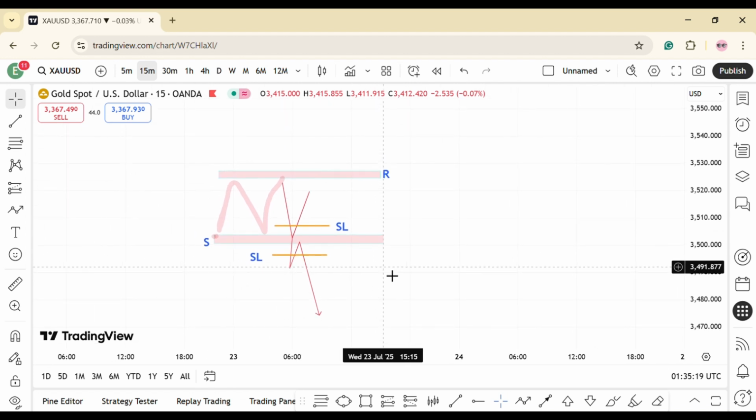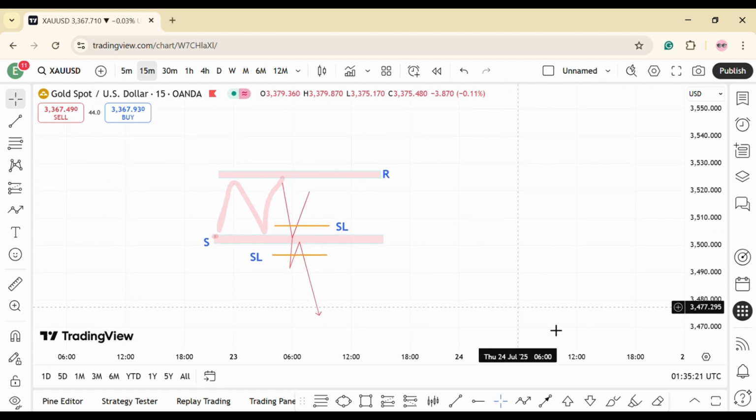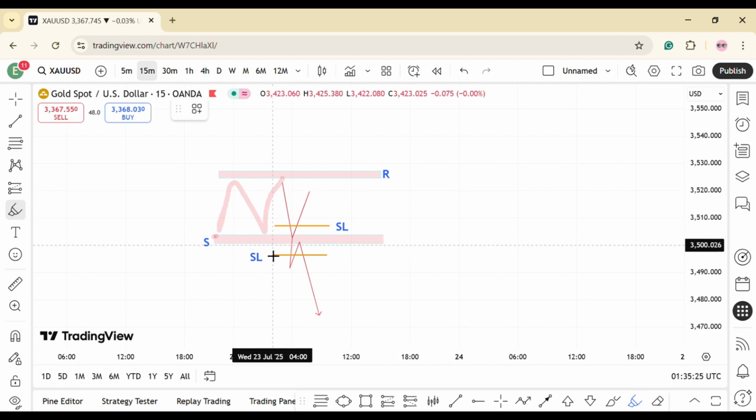Let me put it at the middle so I see clearly. So this is what market will do. Market already knows, because in this area there are a lot of orders sitting here, a lot of pending orders. These are areas where money is. This whole area. So this is what market will do.